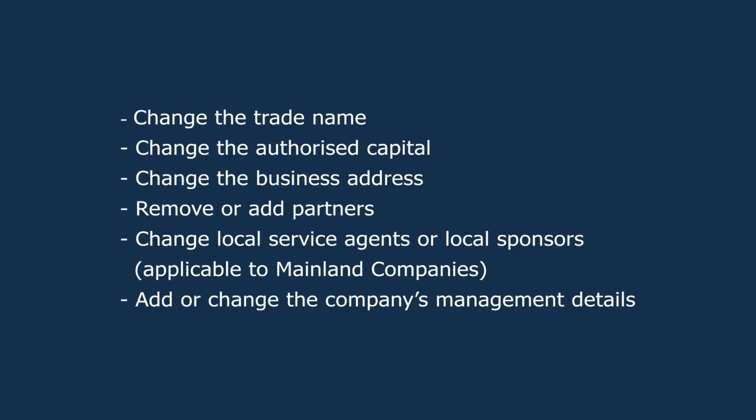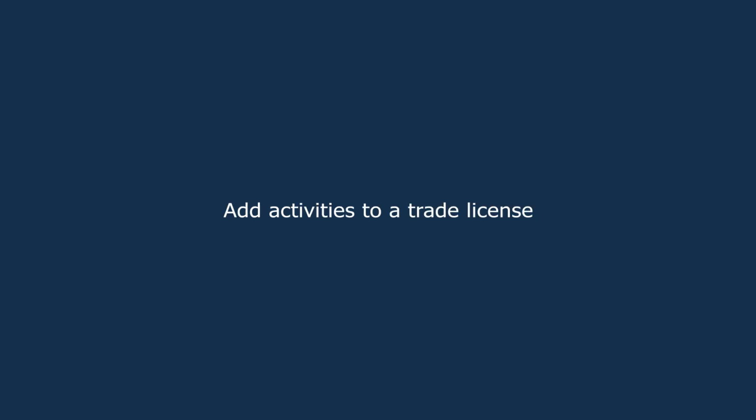Change the trade name. Change the authorized capital. Change the business address. Remove or add partners. Change local service agents or local sponsors, applicable to mainland companies. Add or change the company's management details. Add activities to a trade license.